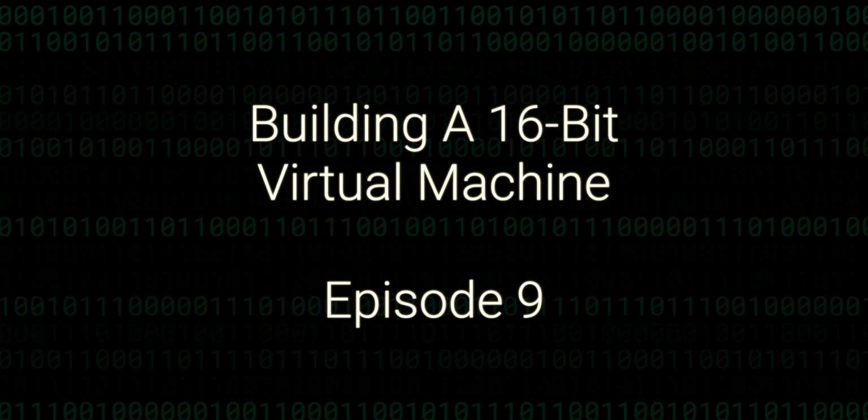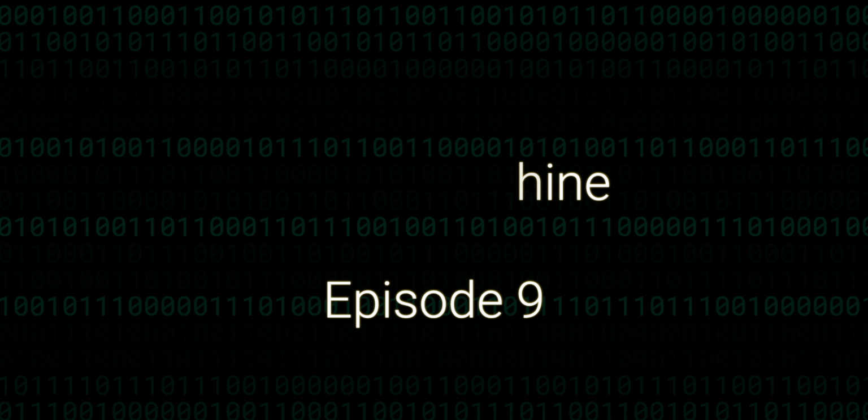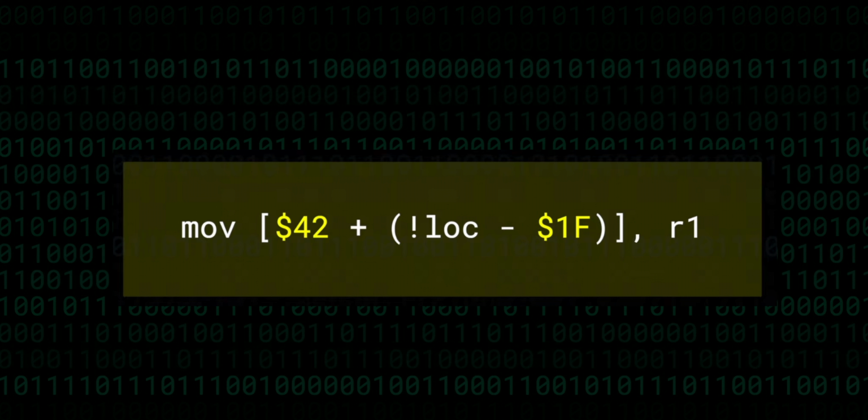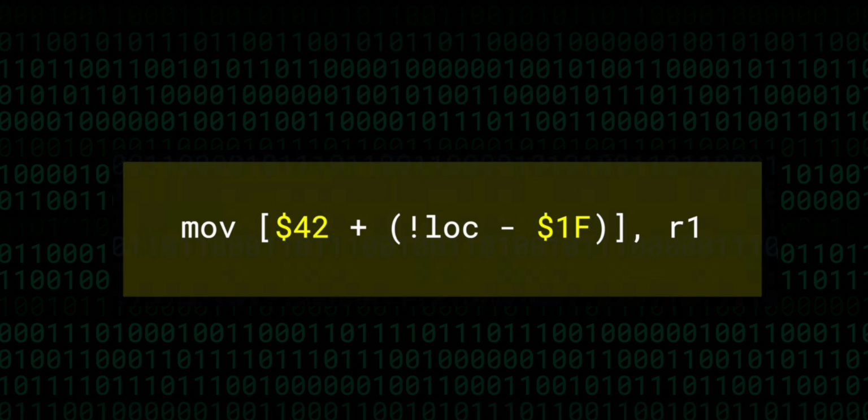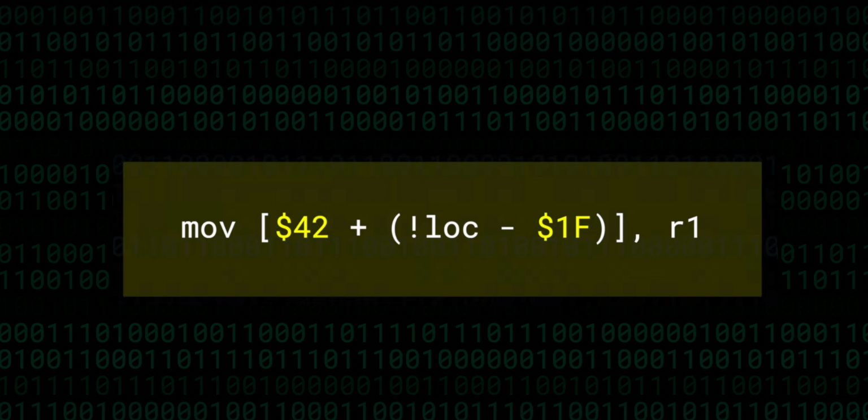Hello and welcome back to this low-level JavaScript series all about building a 16-bit virtual machine from scratch. In this episode, we're going to finish off the work we started on the move literal to register parser and explore how we can perform further transformations on the structured data that we pass out of the assembly language.